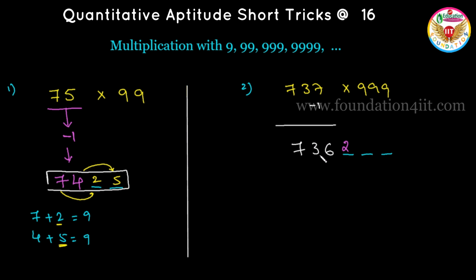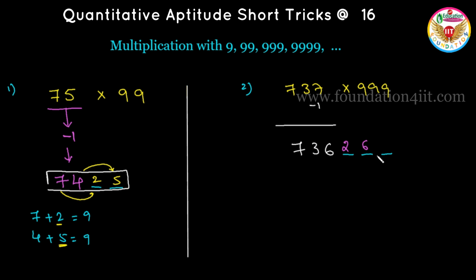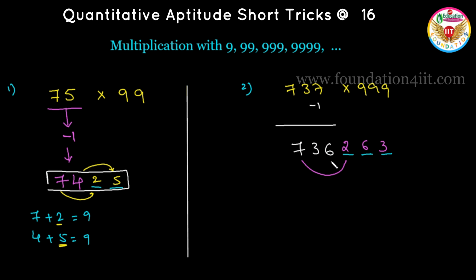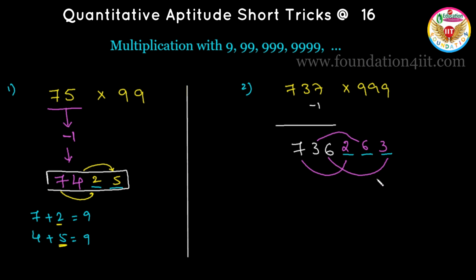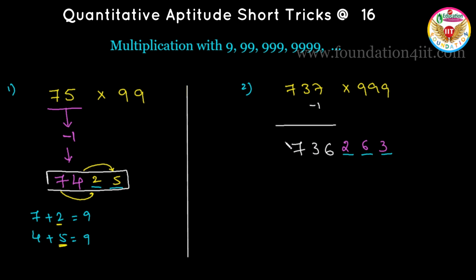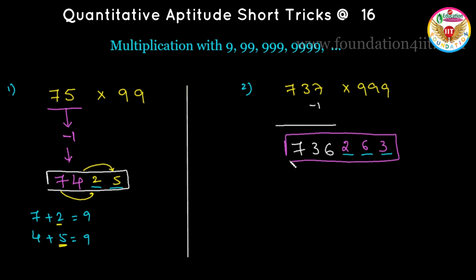And next, 3 plus 6 is 9, and 6 plus 3 is 9. The same corresponding places, same positions, are taken. Then the answer is 736263. Just a simple logic behind this.